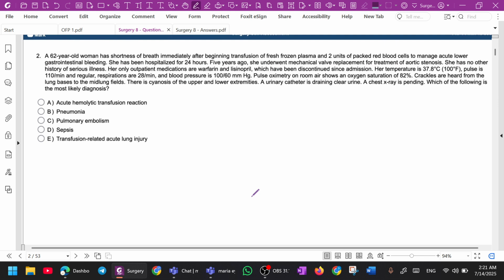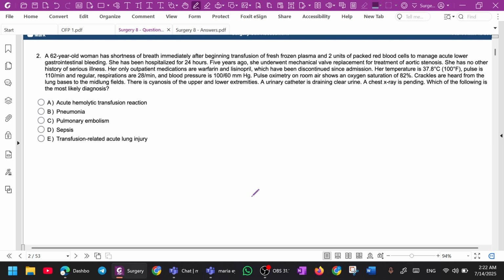A 62-year-old woman has shortness of breath immediately after beginning transfusion of fresh frozen plasma and 2 units of packed red cells to manage acute lower GI bleeding. She has been hospitalized for 24 hours. 5 years ago, she underwent mechanical valve replacement for treatment of aortic stenosis. She has no other history of serious illness.